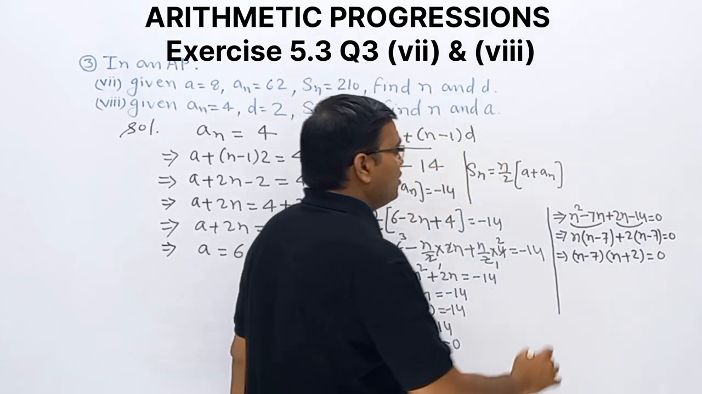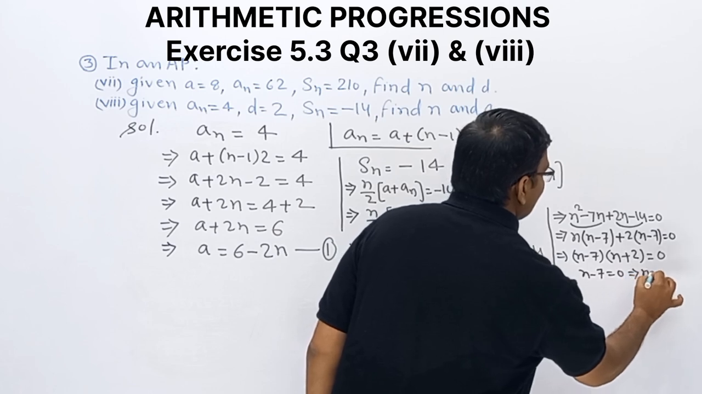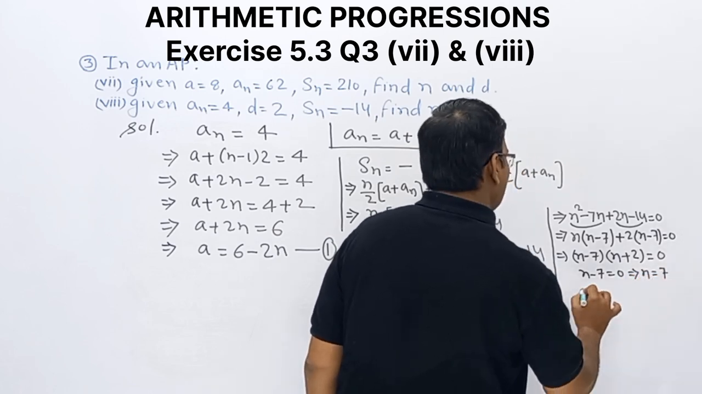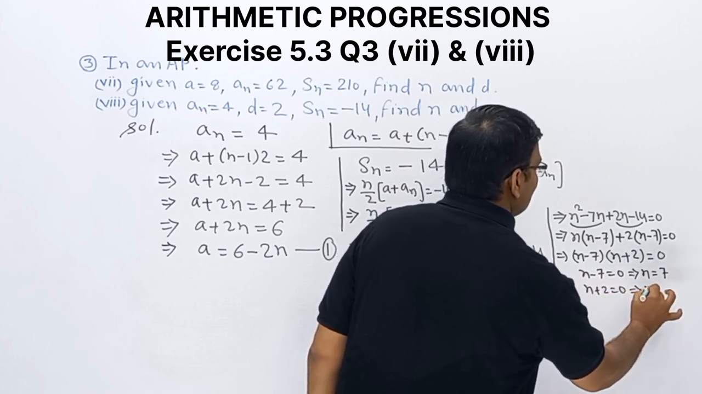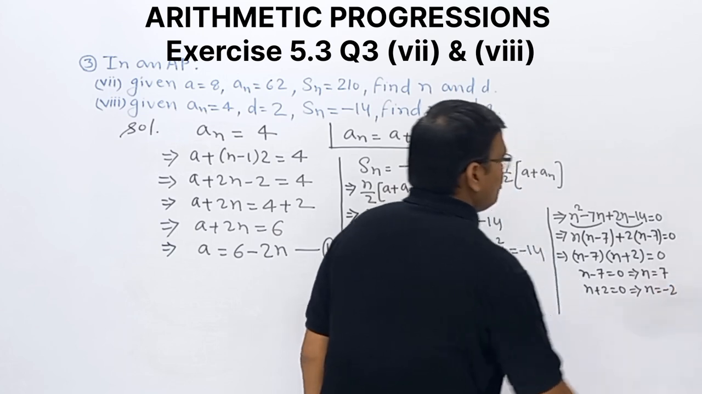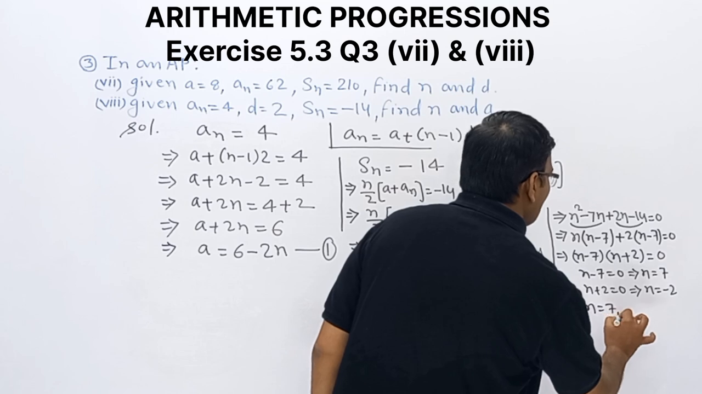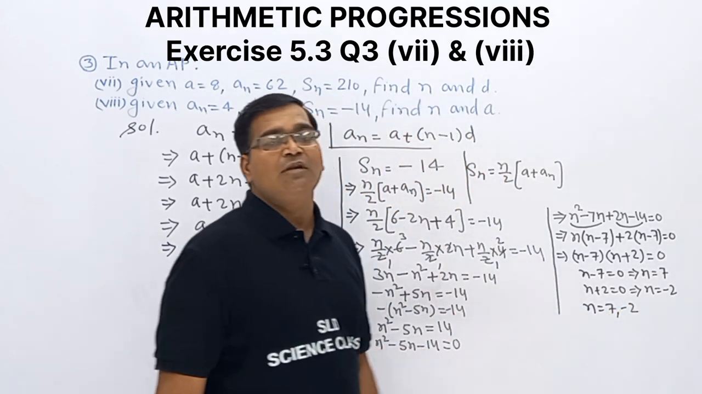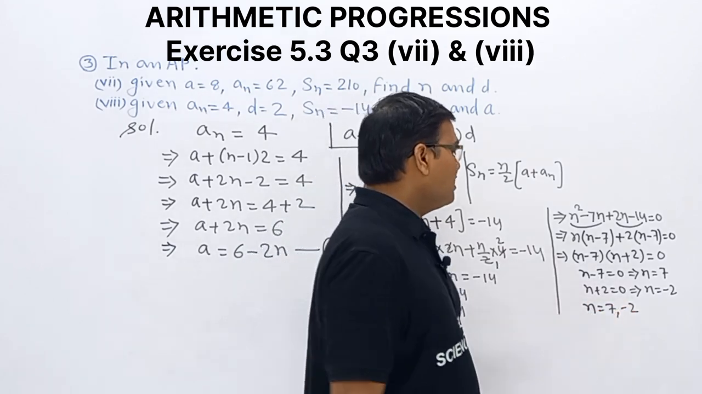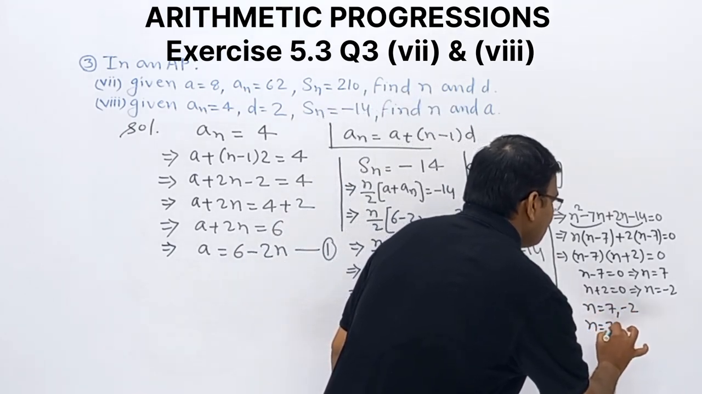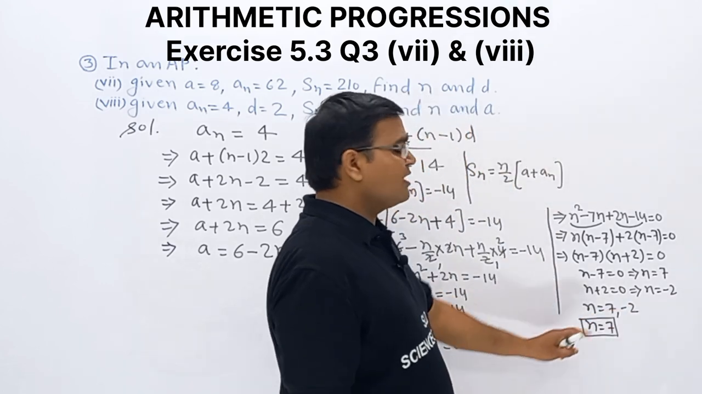So these are the two factors. Once we put n minus 7 equal to 0, we get n equal to 7, and n plus 2 equal to 0 gives n equal to minus 2. Two values we are getting, n equal to 7, comma minus 2. But n is the number of terms, and the number of terms cannot be negative. So n equal to 7, and this is our required answer. N cannot be negative, so we take the positive one.